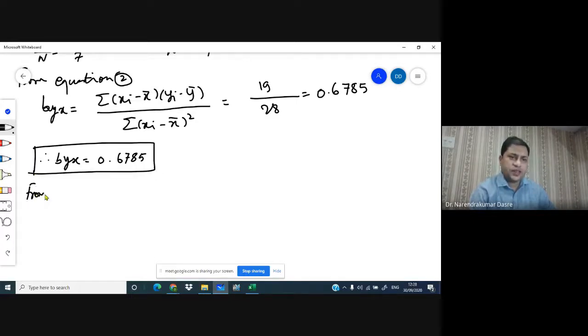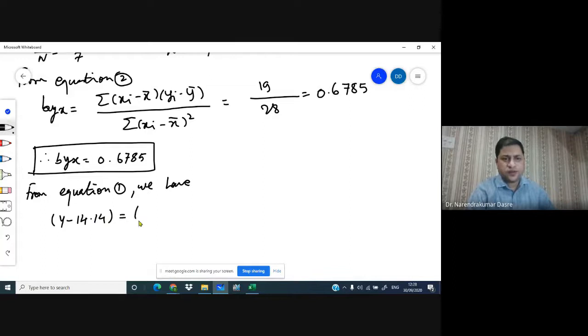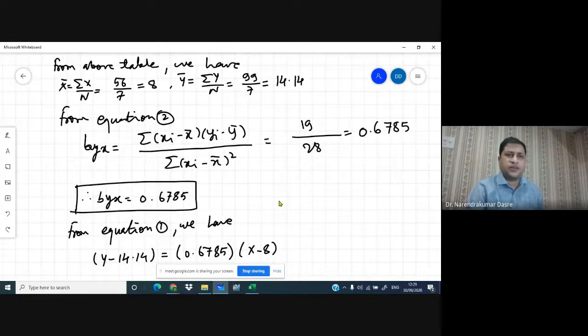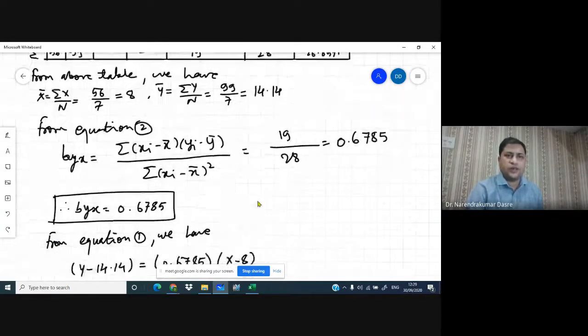So what you can say is, from equation 1 we have y minus y bar, which is 14.14, is equal to byx, 0.6785, and x minus x bar. Now we have to simplify this equation. Okay, so we got all the terms here.